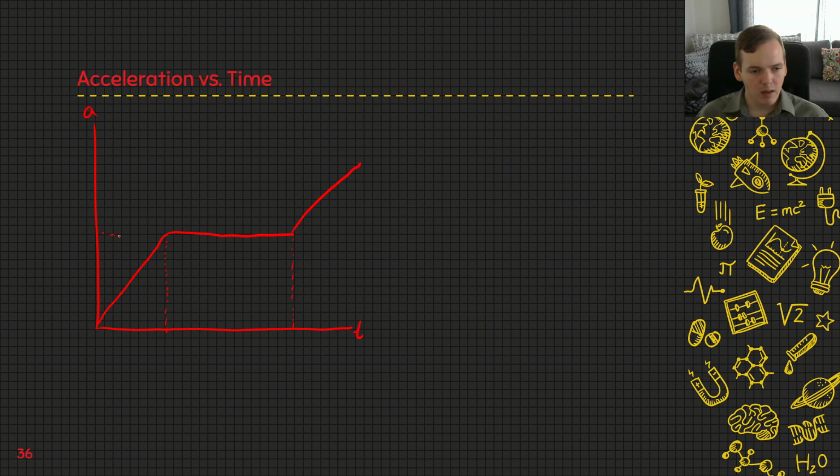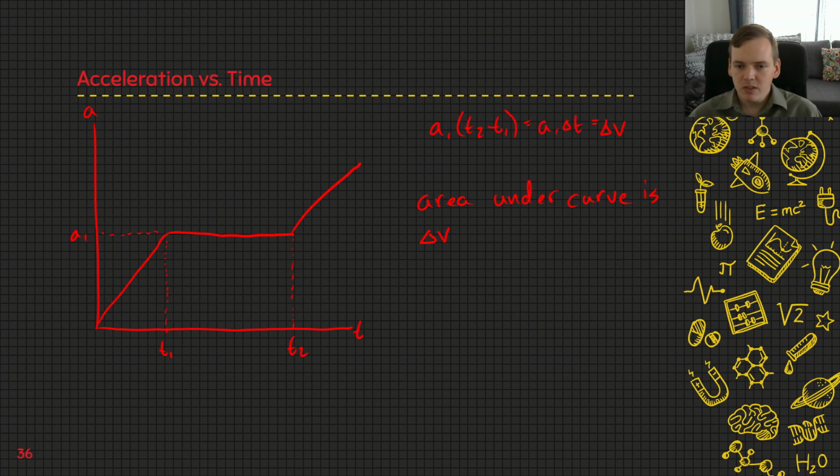But if we do the same thing we did before, label this a1, t1, t2, a1 times t2 minus t1 is equal to a1 times delta t, which is also equal to change in velocity. So the area under the curve is delta v. This is useful to think through and be aware of. We'll play around with it. It comes up in things, but thinking about things both graphically and algebraically is often useful in physics.